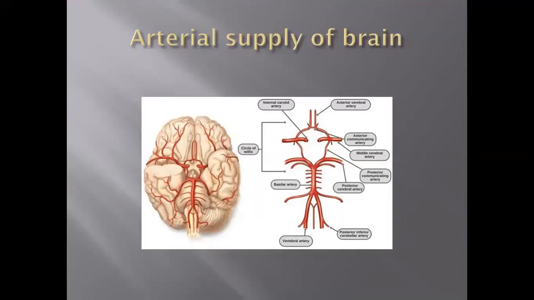So if you look at the arterial blood supply, getting to the anatomy now, there is something known as the circle of Willis. The circle of Willis is composed of branches coming from the carotid system and those coming from the basilar system.